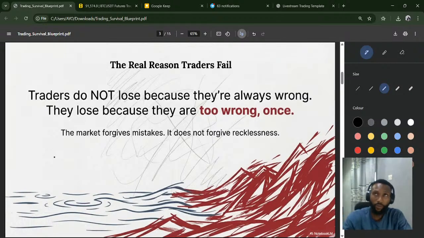How do I survive the market? Think survival, not profits. If you think survival, the profits come in, the money comes in. That's just the way it works.